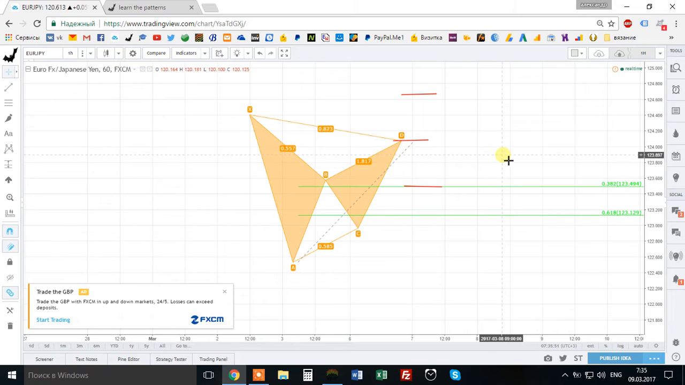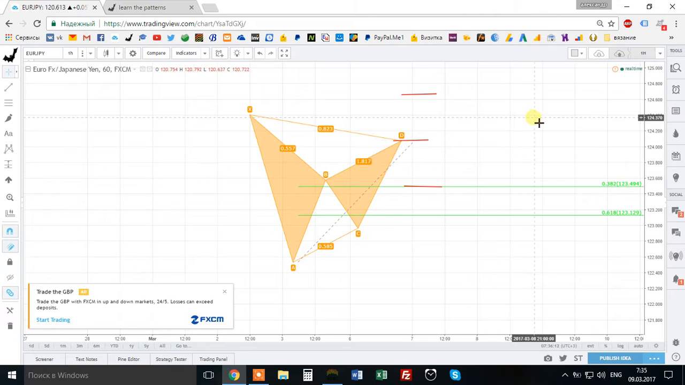I had Godly on Aussie Yen at 66. I had Bat on Aussie Yen 1 hour at 64. I had Cypher on Aussie Canada 4 hour at 77. So these numbers are indeed a very good edge for you to generate money.